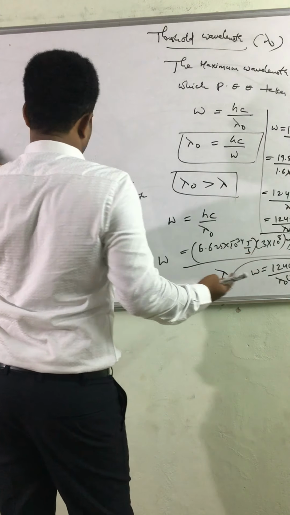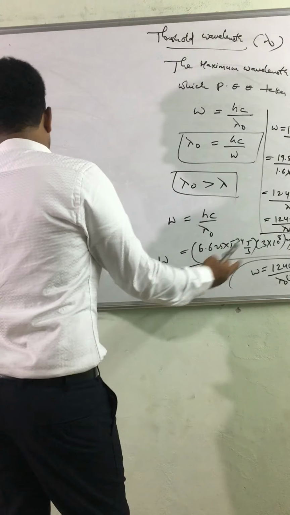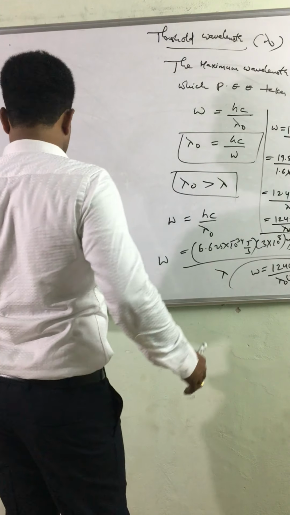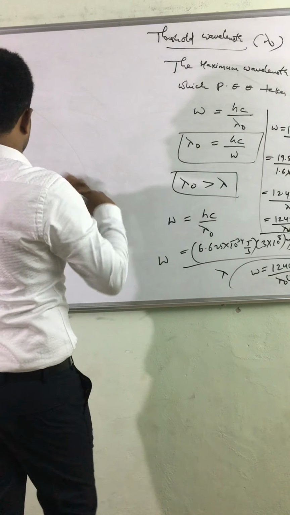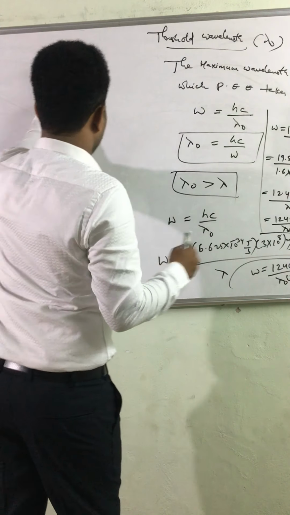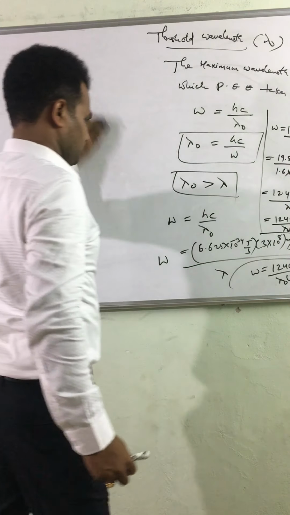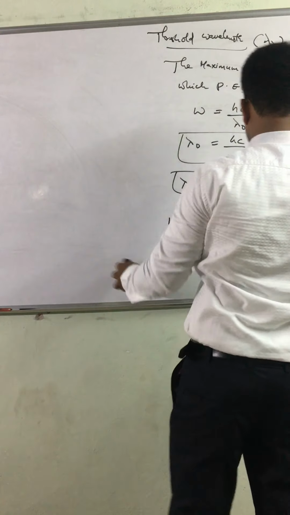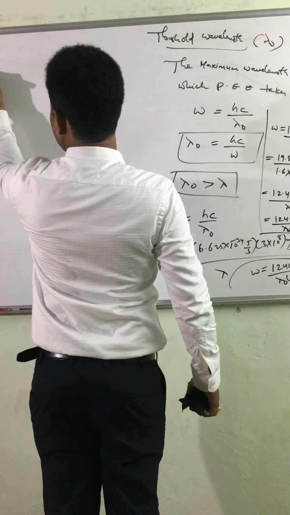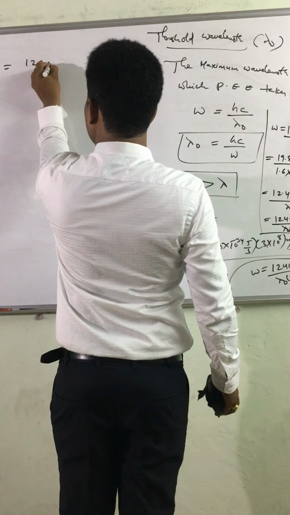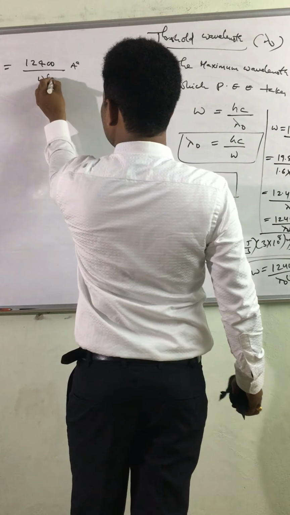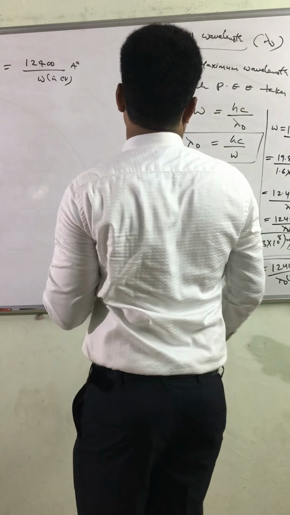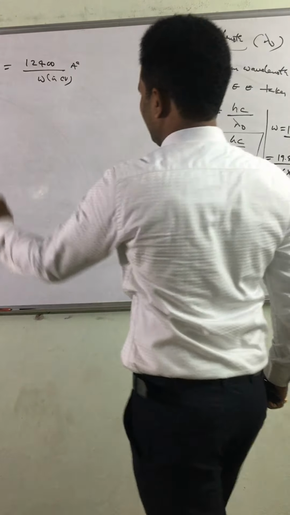Shortcut. If we are given lambda naught, we have to calculate W like that. So we need not write all the things, h and c. Understand? So threshold wavelength lambda naught is equal to 12,400 by W. Here lambda naught is in angstrom, W is in electron volt. Right? This is threshold wavelength.